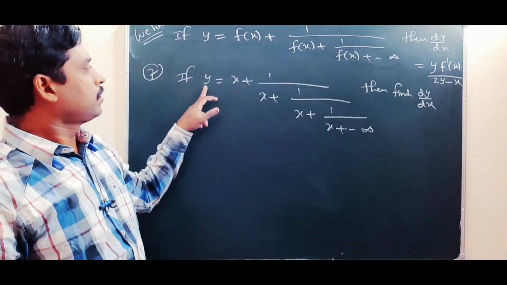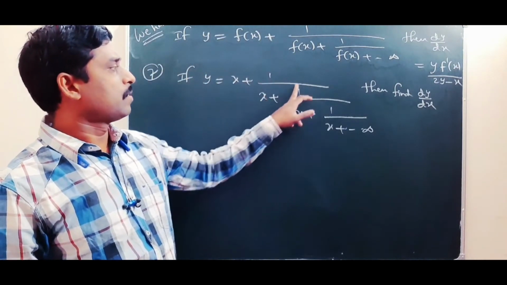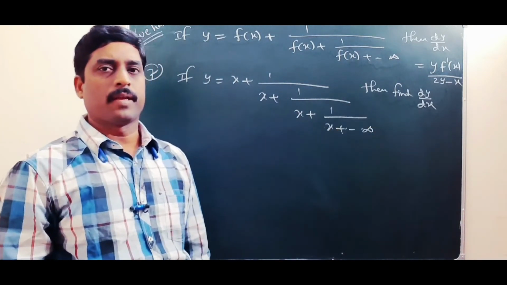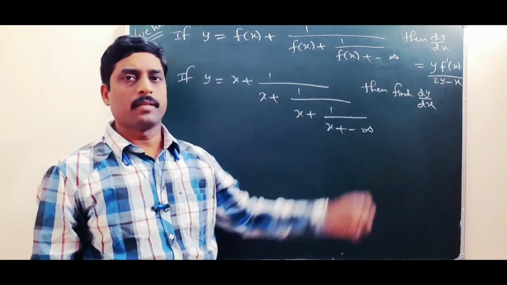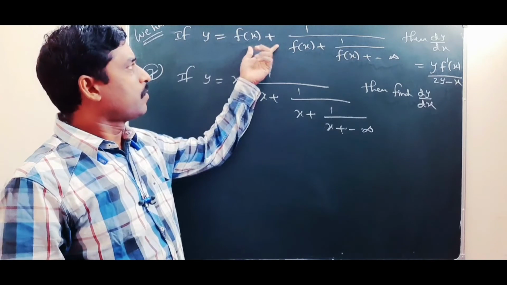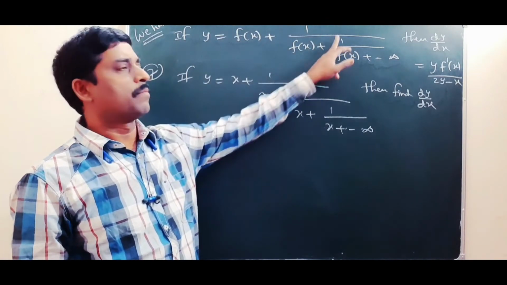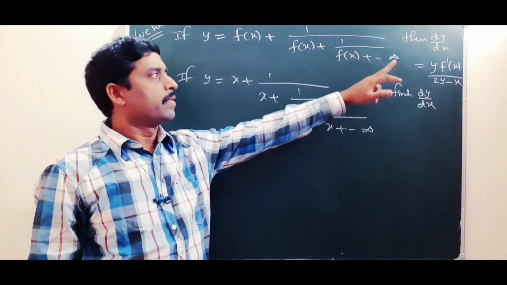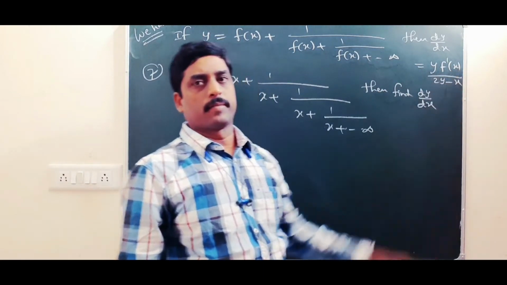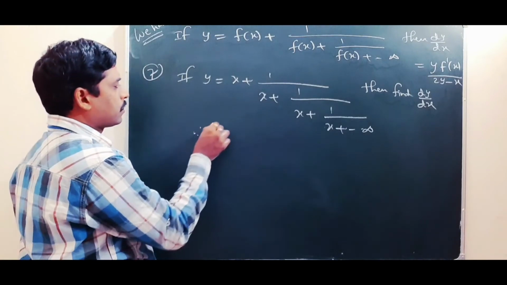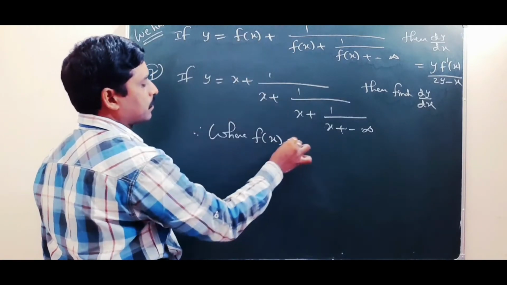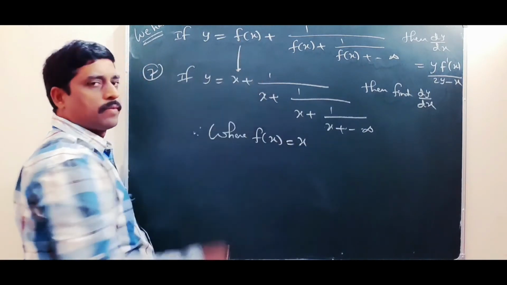So y is equal to x plus 1 by x plus 1 by x plus up to infinity terms. Then find out dy by dx. Our target is dy by dx. We have one formula: y is equal to f of x plus 1 by f of x plus 1 by f of x up to infinity, then dy by dx is y f dash x by 2y minus x, where f of x is x.